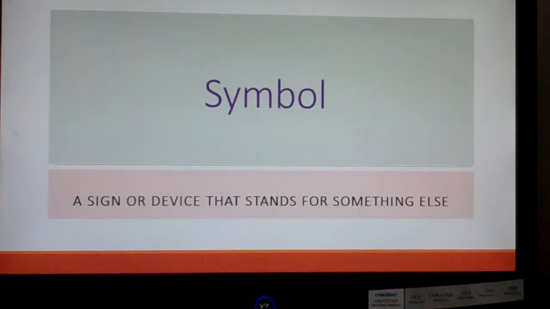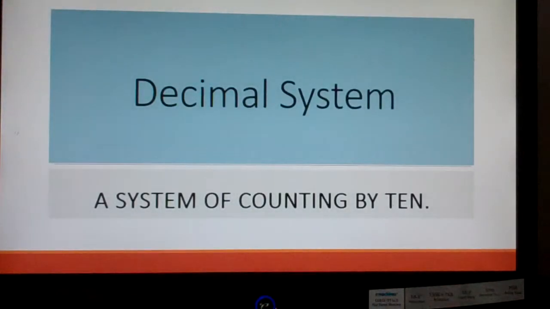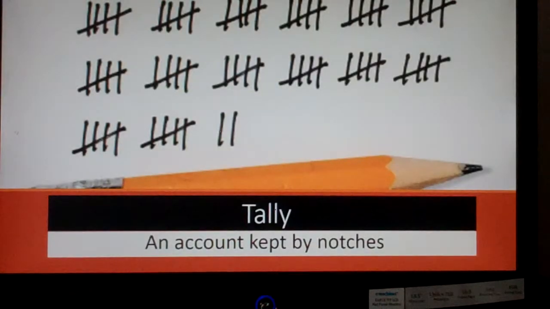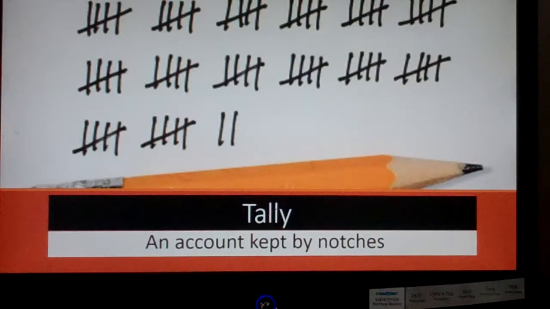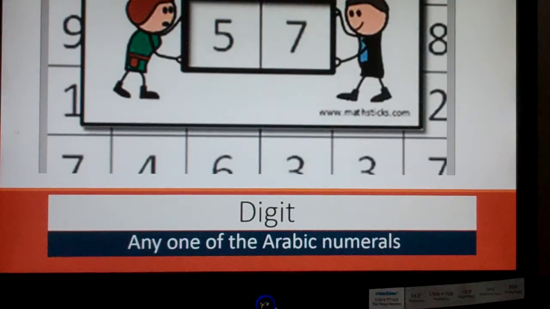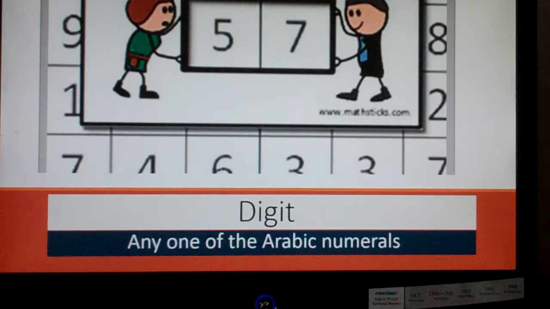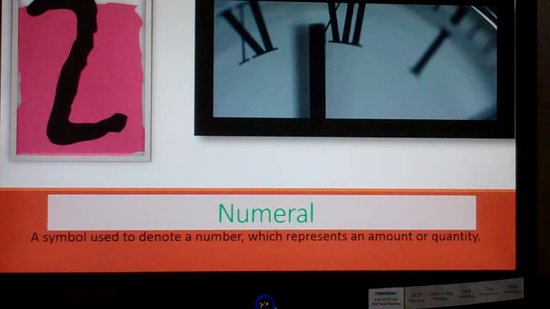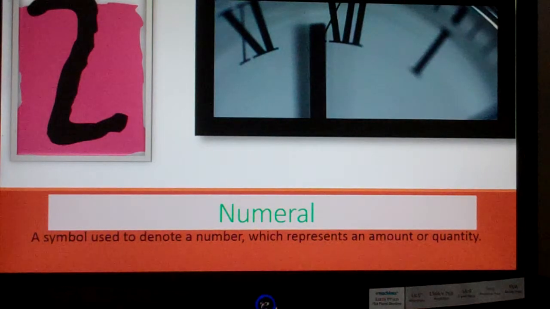Symbol. A sign or device that stands for something else. Decimal system. A system of counting by 10. Tally. An account kept by notches. Digit. Any one of the Arabic numerals. Numeral. A symbol used to denote a number which represents an amount or quantity.